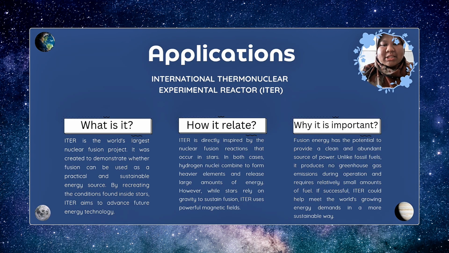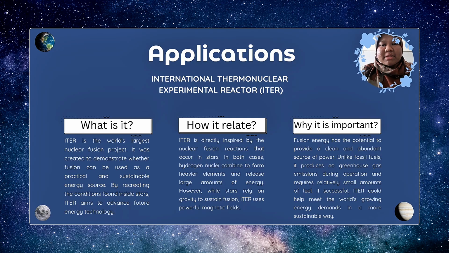The reason ITER is closely related to our topic is that it is based on the same principle that powers stars. In stars like the Sun, hydrogen nuclei fuse together and release enormous amounts of energy. Scientists are trying to recreate this process on Earth. However, instead of using gravity like stars do, ITER uses extremely strong magnetic fields to confine the hot plasma and maintain the fusion reaction.